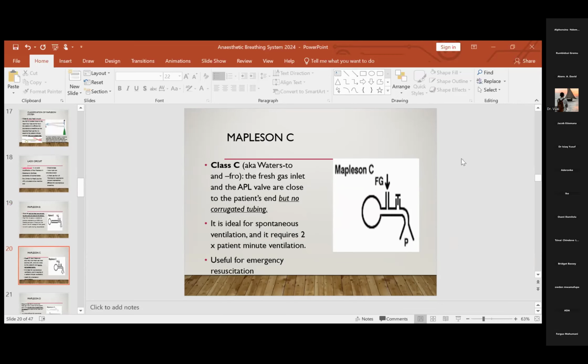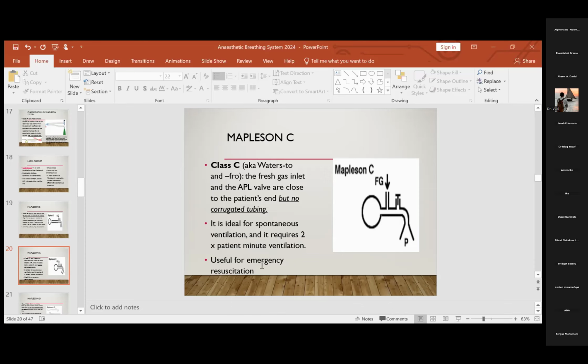Class C, also known as water to and fro circuit. All right, know that in the C there is no corrugated tubing. The fresh gas inlets and the APL are close to the patient's end, just like Mapleson B. But the difference here is that there's no corrugated tubing in the water to and fro circuit, also known as the class C. It is ideal for spontaneous ventilation, but it requires two times the patient's minute volume.